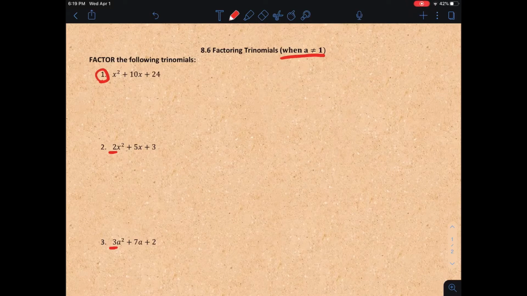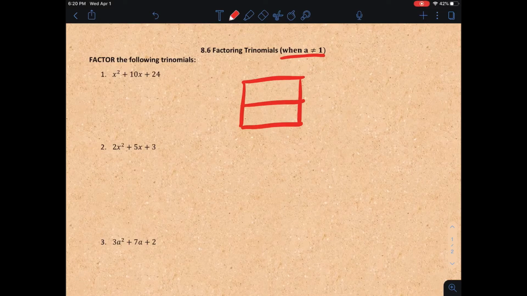And so when we factor trinomials when a is not equal to 1, you'll notice it is similar to what we did in the previous lesson, but there will be some more places where you have to be extra careful, okay? So let's go right into number 1. If you remember, the way we did this was we created a Punnett Square, which represents our algebra tiles, right?